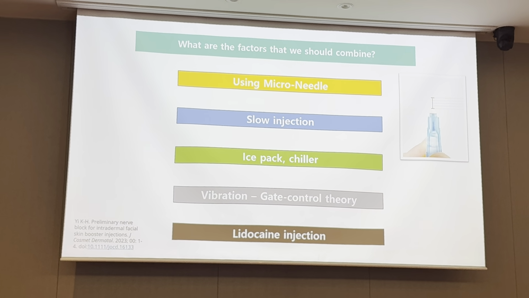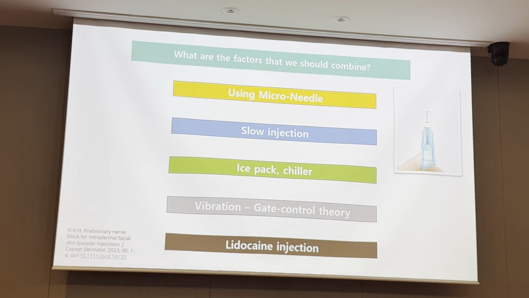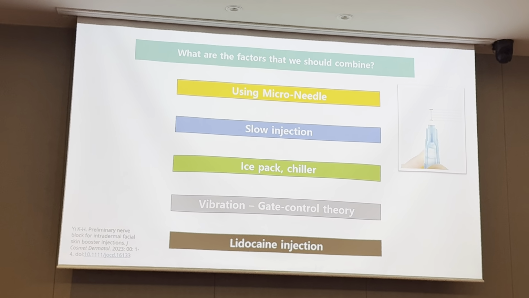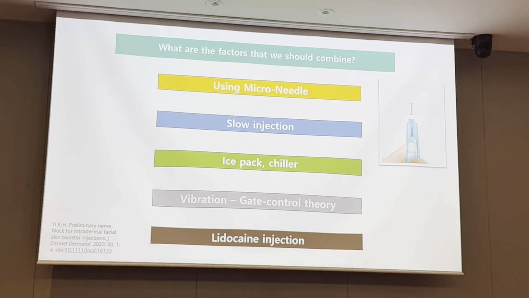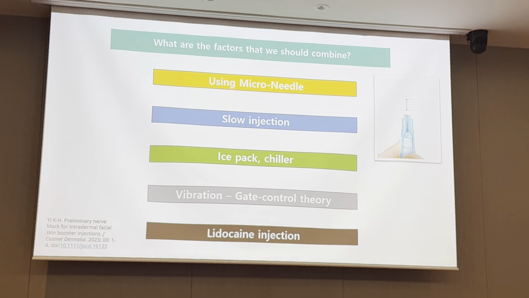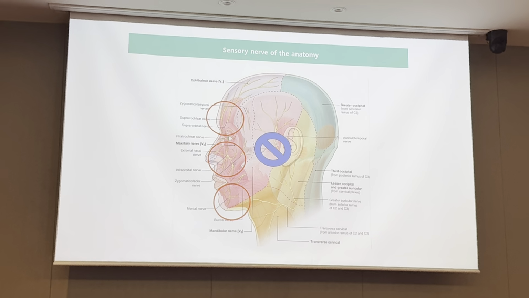And also we can use the gate control theory, right? Ice pack, chillers, vibrations, and also we can use a lidocaine injection, right? It can be a nerve block, or it can be mixed with the polynucleotides, okay? There are two ways. And I'm gonna talk about nerve blocks.